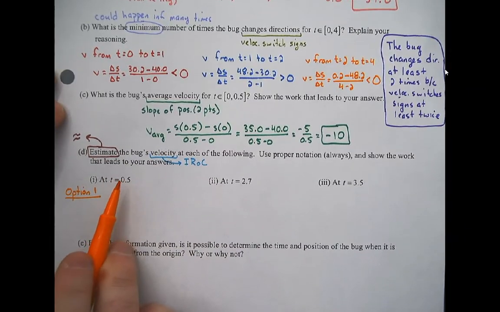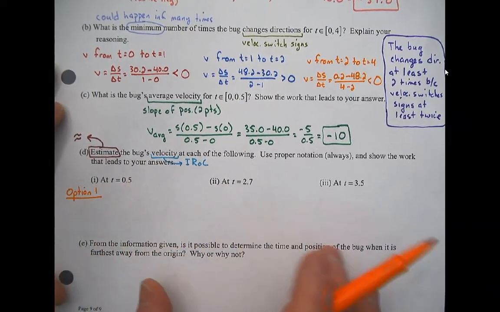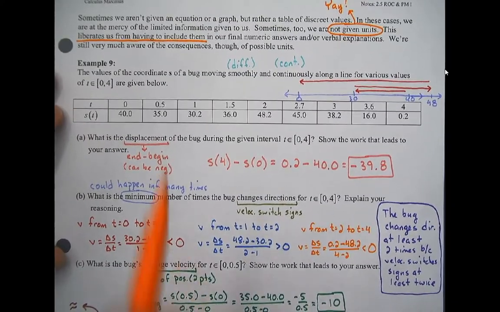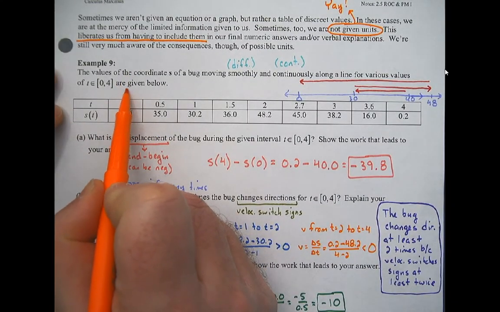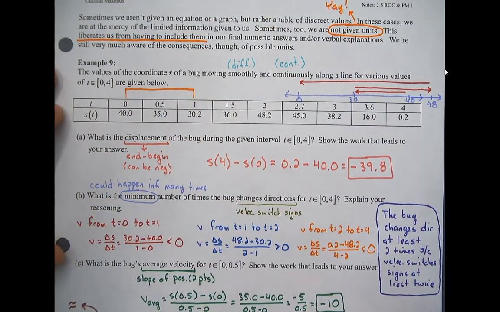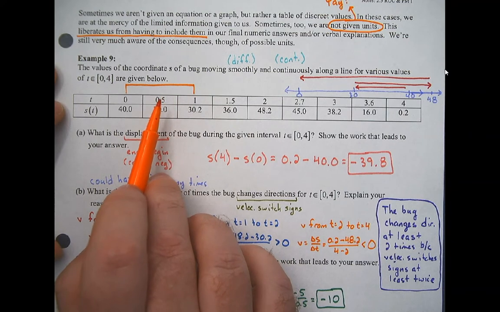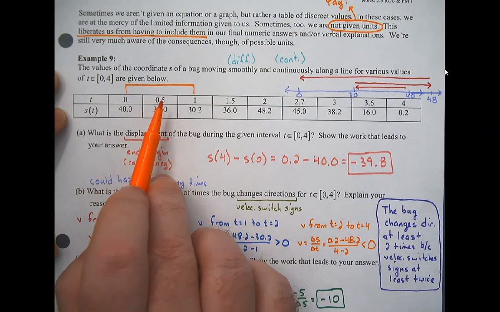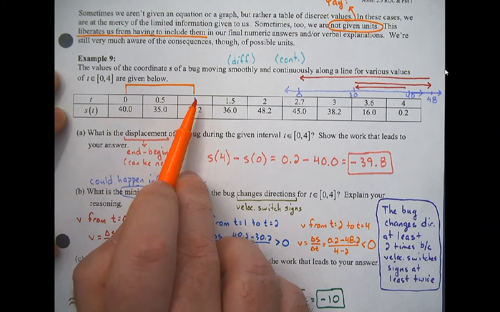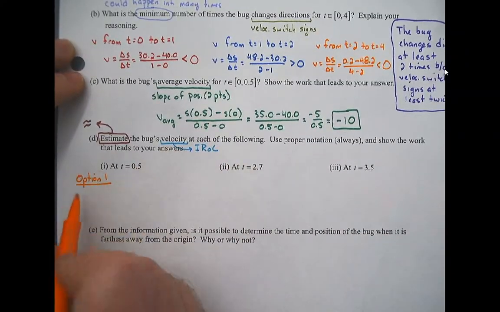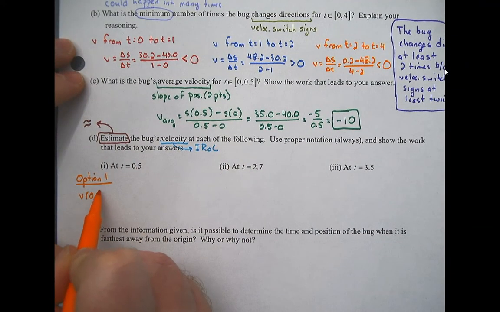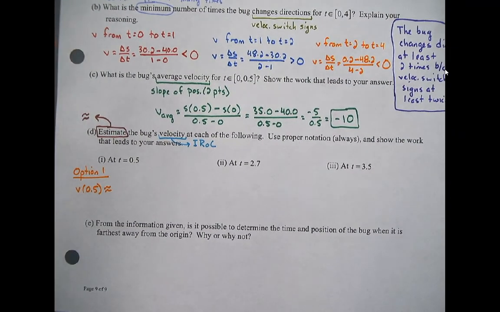If I want to figure out the instantaneous rate of change at 0.5, what I can do is go up to 0.5 and pick the two values around 0.5 and figure out their slope. The slope between 0 and 1 will be a pretty good estimate, probably. We don't have enough information here, but it's the best we can do based on this. To find the slope here, we find the slope of the things around it. That's one option. So I would say V of 0.5 is approximately, because we don't have a really good answer to this. The best we can do is approximate it.